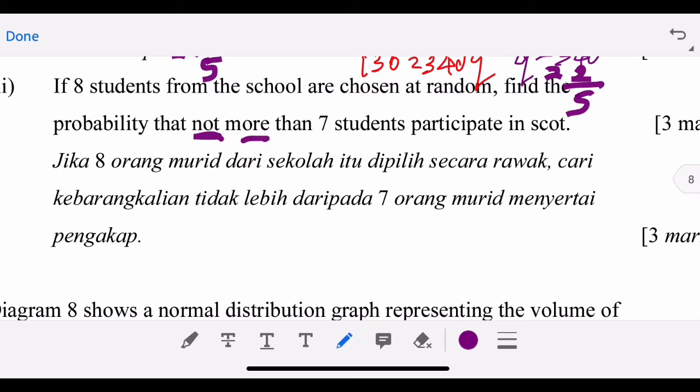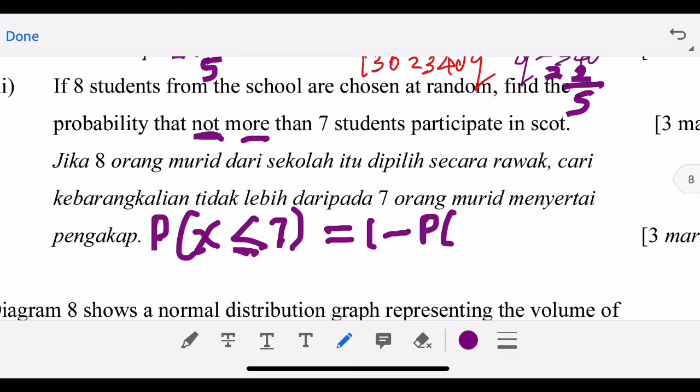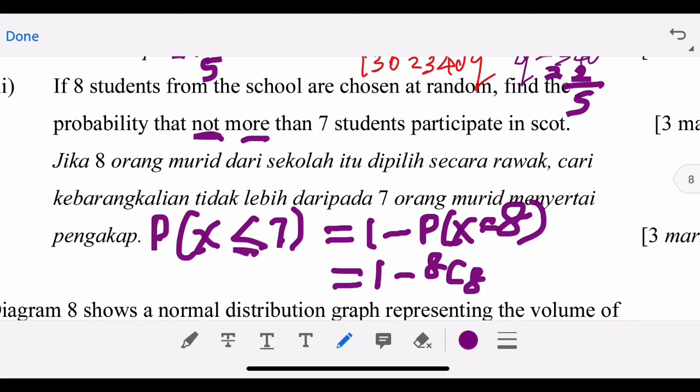Now the question said students from the school are chosen at random. Find the probability that not more than 7 students participate in the scout activities. So we will write down not more than 7 as P x less than or equal to 7 is equal to 1 minus P x equal to 8. Alright, so we just use a shortcut.